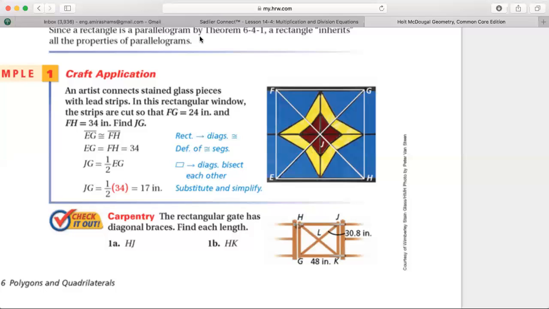How will I get 1A? 1A, it is required to get HJ. HJ, since it is a rectangle, HJ is congruent to GK. So GK is 48, so HJ is 48 also. 48 inches.